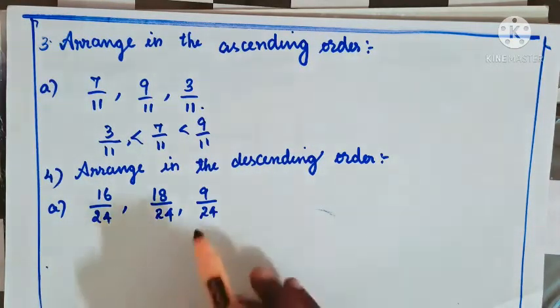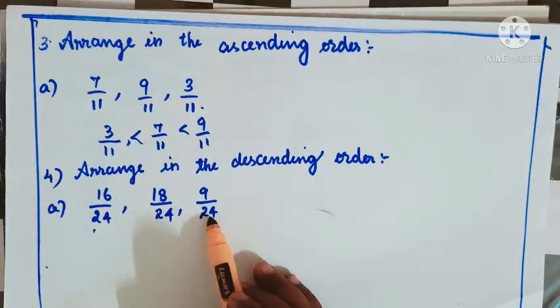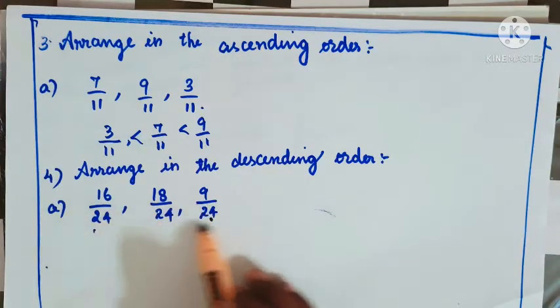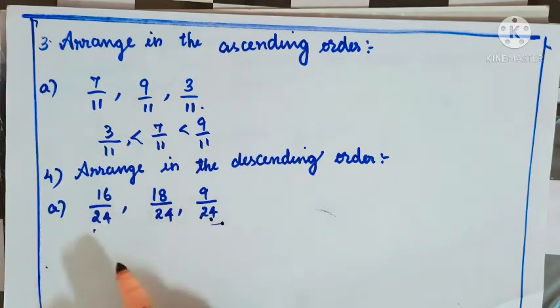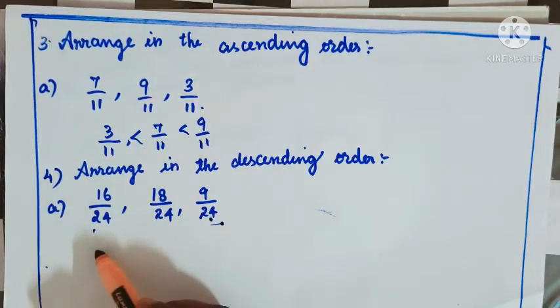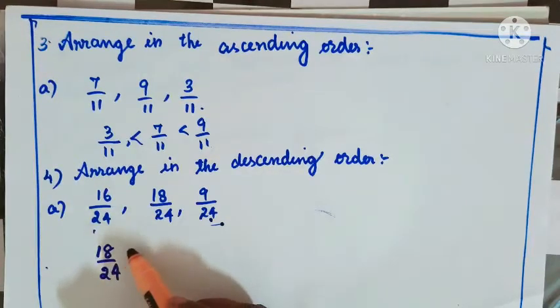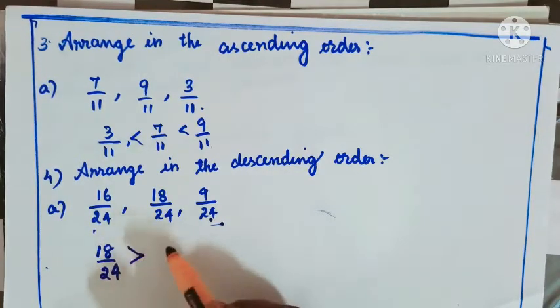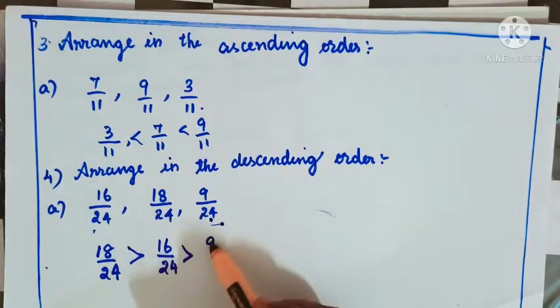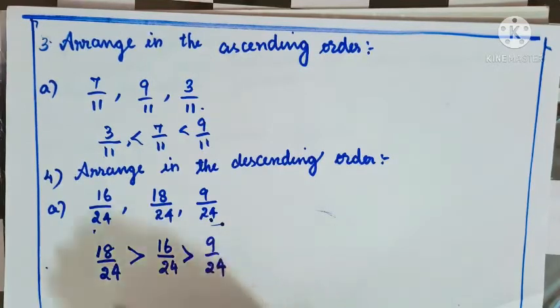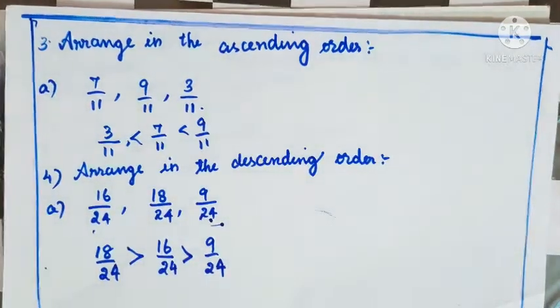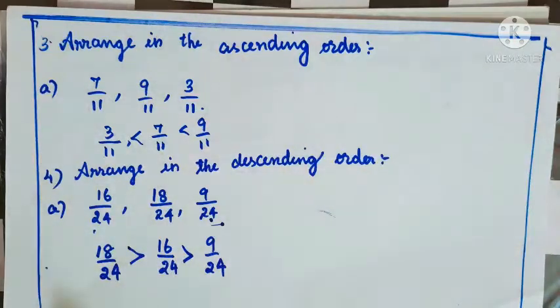You can do it. Here, all the numerators are different, but the denominators are the same, 24. So what can you do? The biggest numerator will be the biggest, isn't it? 18 by 24 is the first, so which is greater? Next 16 by 24 is greater than 9 by 24. Okay, so 18 by 24 is the greatest. Now we find how easily you can do it, isn't it? Rest of the sums you can do in the book itself. These are all book activities.